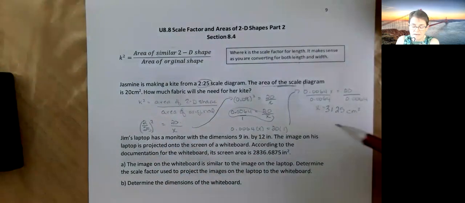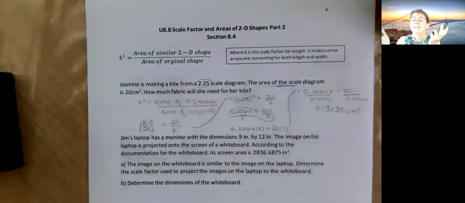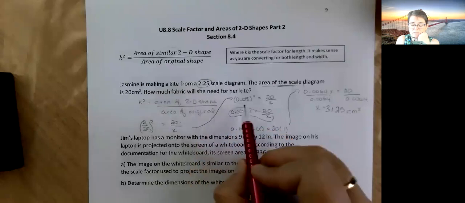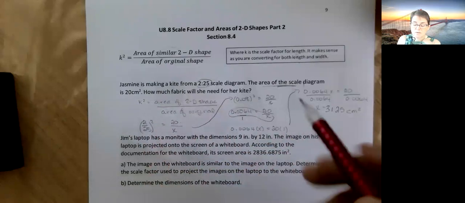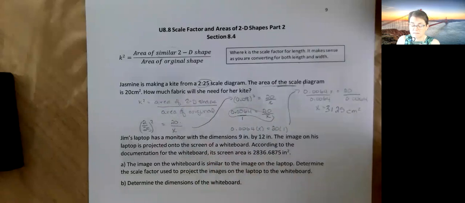Okay, so how did I know where to put this stuff? Well, let's look at our final answer. She's got a scale diagram. Her kite is clearly going to be bigger, right? Because this number is actually less than 1, like it's 0.08, that means this is a smaller version of it. So the 20 has to go on the top, and the area of the original is on the bottom, and this makes sense, okay? And how much fabric will she need? She'll need at least that, plus, I don't know how she's putting it together, but she's got to be gluing it or sewing it or something, so she'll probably need even more than that.